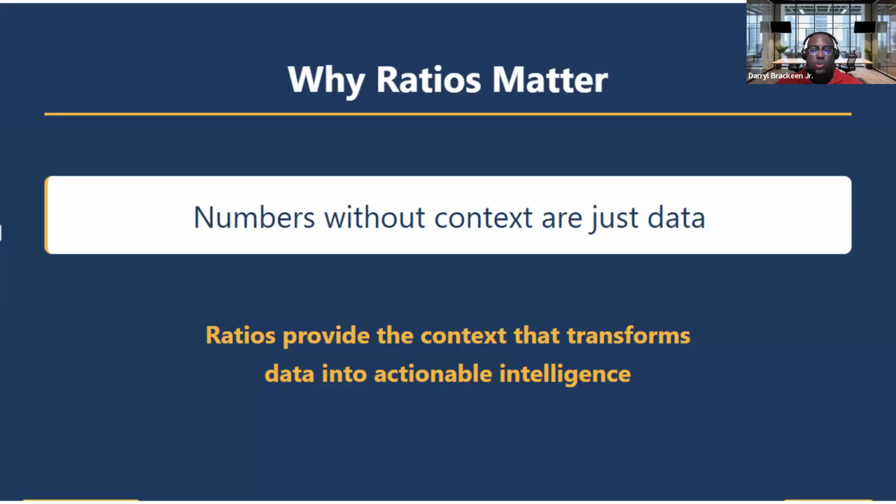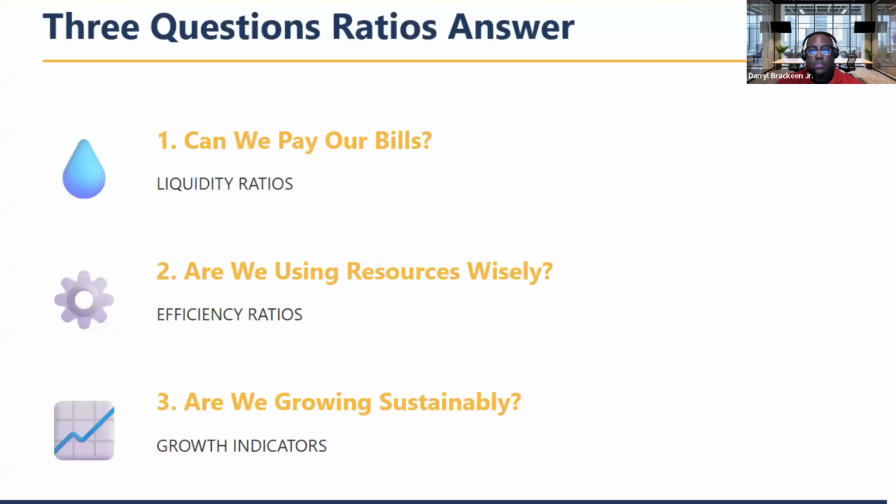So you'll be able to master essential financial ratios, KPIs, which means key performance indicators, and review what a trend analysis technique looks like. And then you'll be able to create your own dashboard. So let's jump right in. The three questions that ratios answer: number one, in basic terms, are we able to pay these bills, right? Number two, are we using the resources we have wisely? And then, of course, number three, are we growing sustainably?